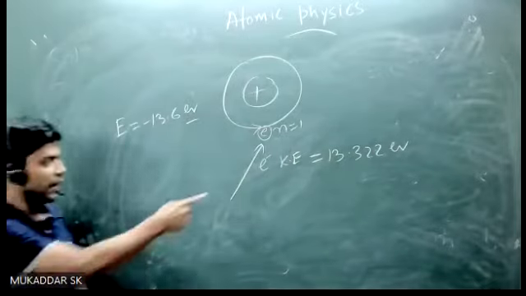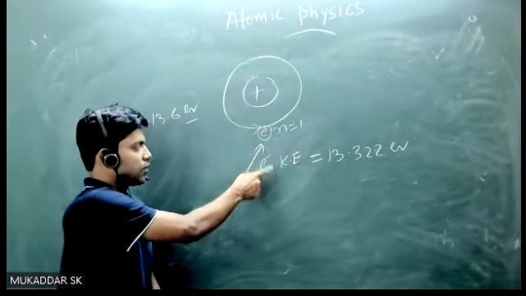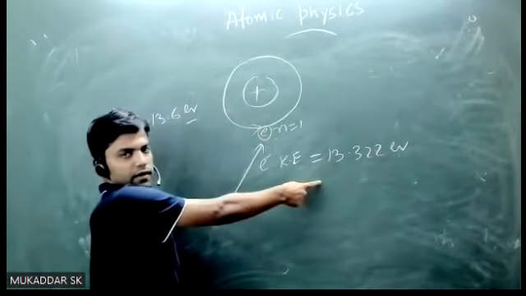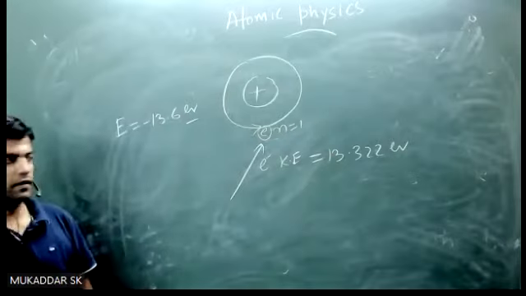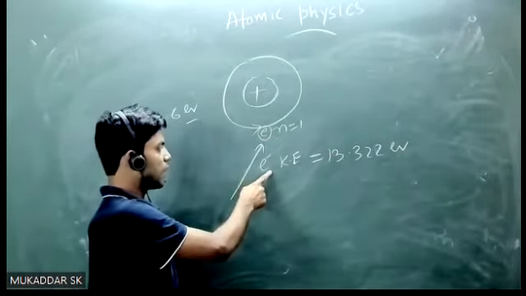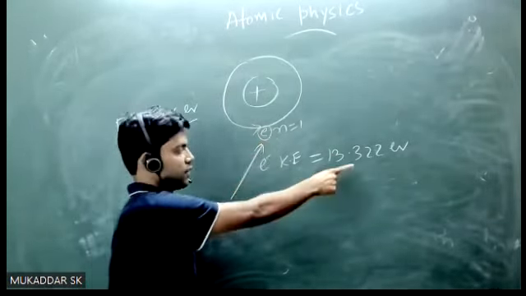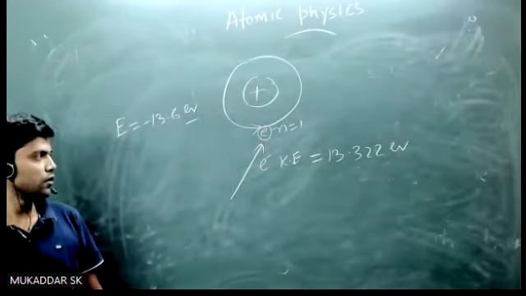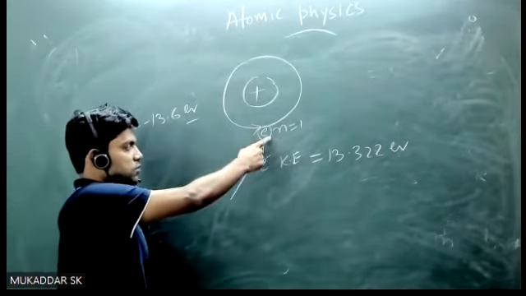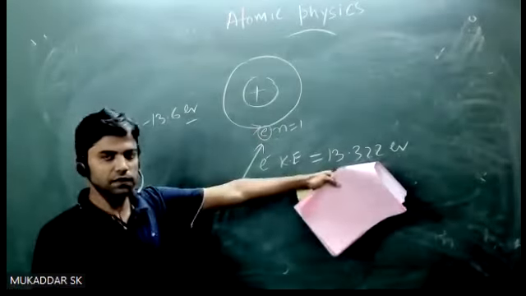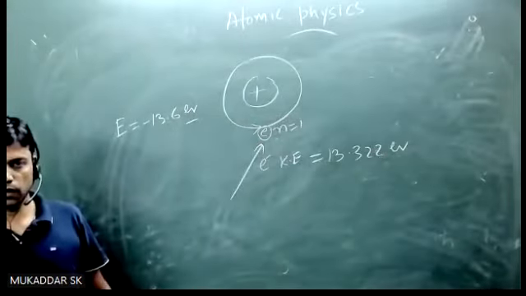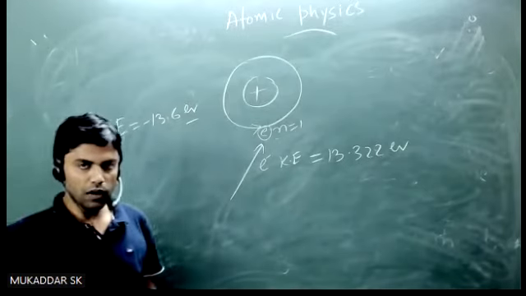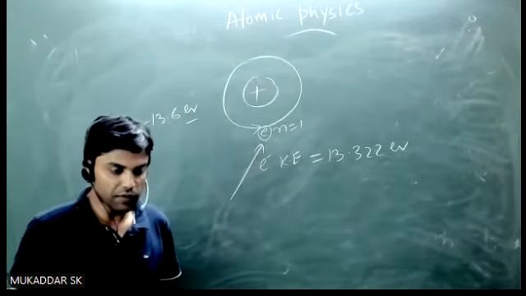The maximum energy that this electron can give to the orbiting electron will be its kinetic energy, right? That is the maximum possibility, 13.322 electron volt. Initially it was in the ground state, so after absorbing this energy, it will no longer be in the ground state. Is it clear to all? Is it clear what I am saying?